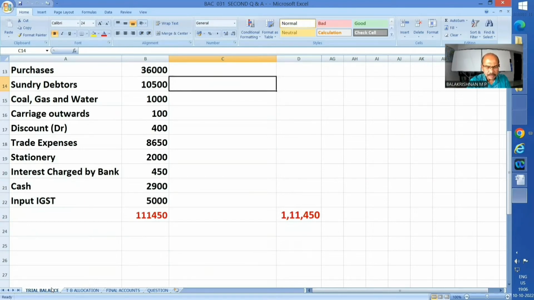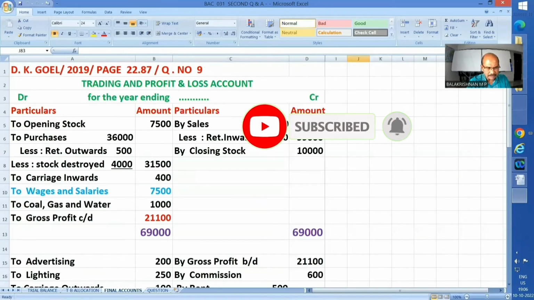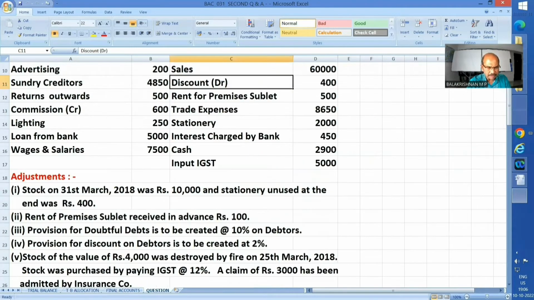Now let me prepare the final accounts. Before that, of course, I would like to take up the various adjustments. What are the various adjustments they are given?